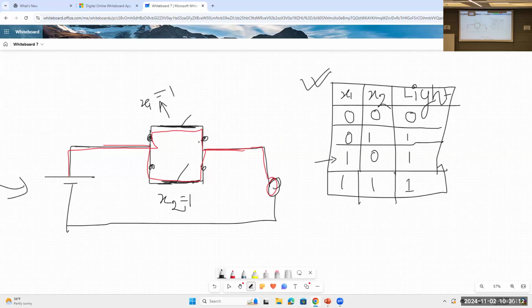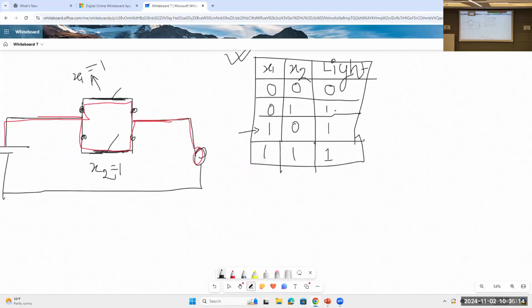And let me tell you that this is called OR. Let me write the function first.